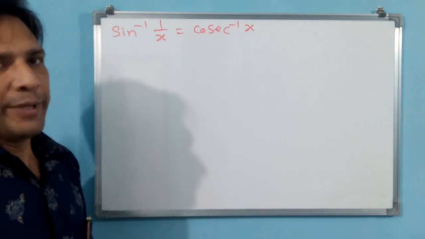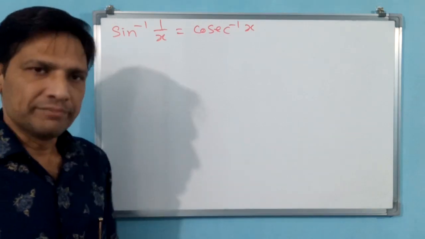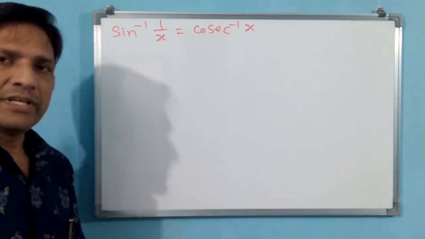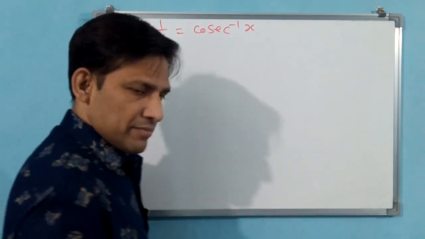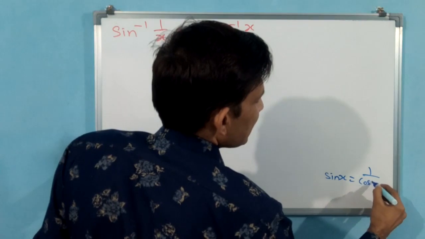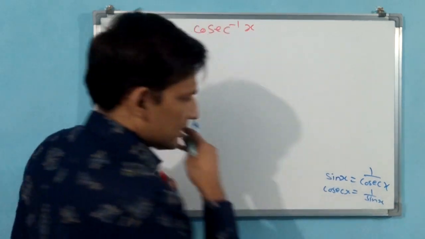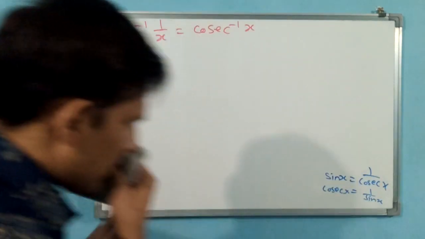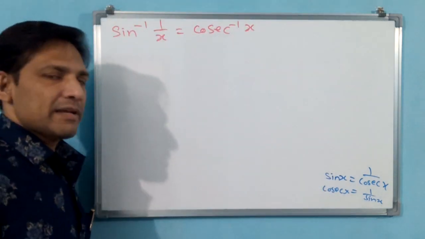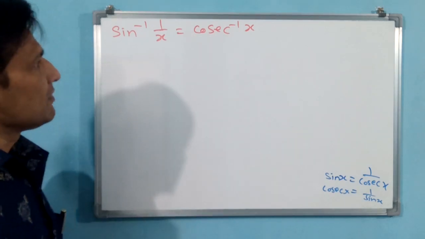Okay, see the next property. We will prove this property; the remaining 5 properties we directly list out and you note down. Those are all very important. Okay, you see, sine inverse of 1 by x is equal to cosecant inverse x. See, I am writing here something. Sin x is equal to 1 by cosecant x. Is it correct? Cosecant x is equal to 1 by sin x. You compare this formula with that one. That is what I want to say. Sin inverse 1 by x is equal to cosecant inverse x.